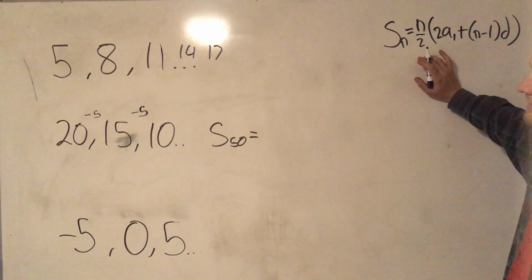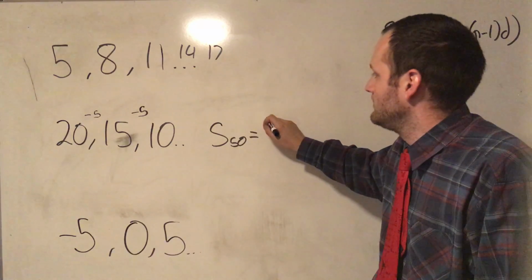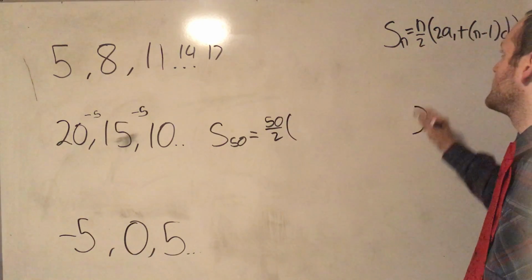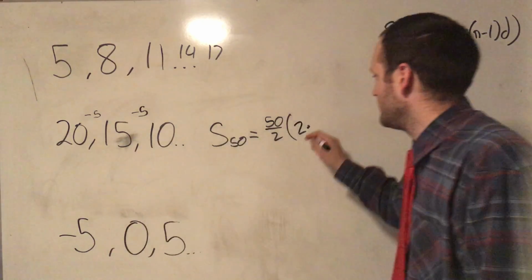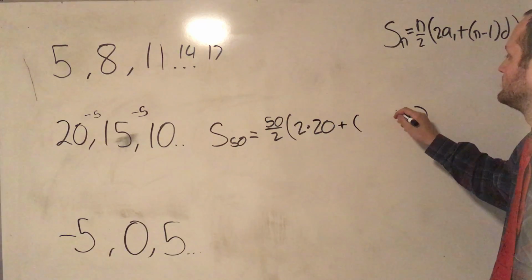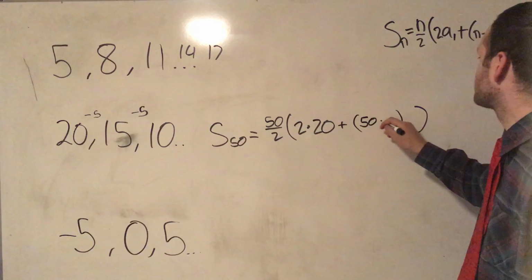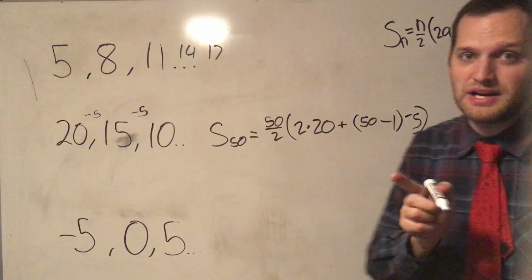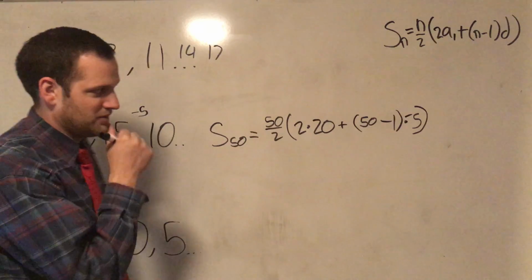So, here we go. My n is the term that I'm looking for. Well, in this case, it's 50 over 2. I've got 2 times a sub 1. 2 times my a sub 1, which was 20, plus n minus 1. My n in this case is 50. Minus 1 times d. My d in this case is -5. Now that's not subtracting 5. That is multiplying by -5. Be careful there. Don't put subtract.